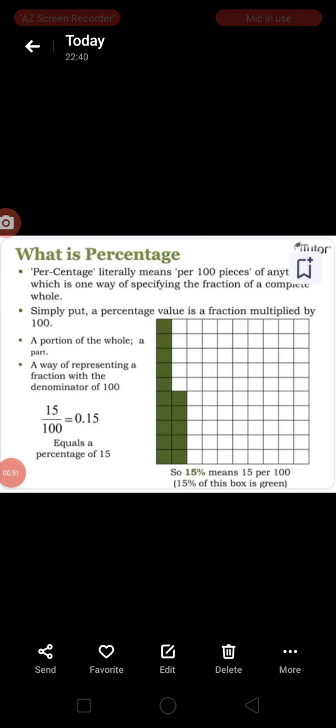In this diagram, we have 100 boxes. Only 15 boxes are in green color. Simply put, a percentage value is a fraction multiplied by 100, a portion of the whole and a part. A way of representing a fraction with the denominator of 100. So, 15 by 100 is equal to 0.15.